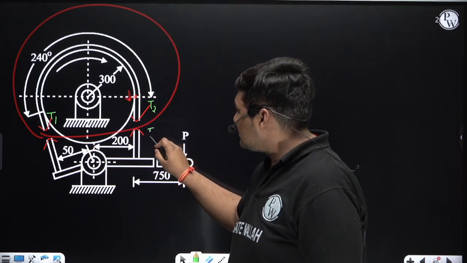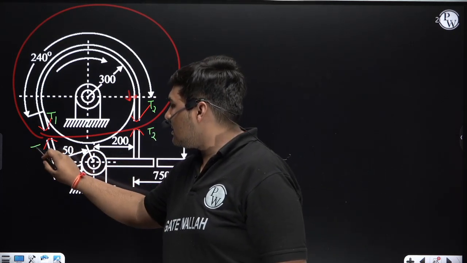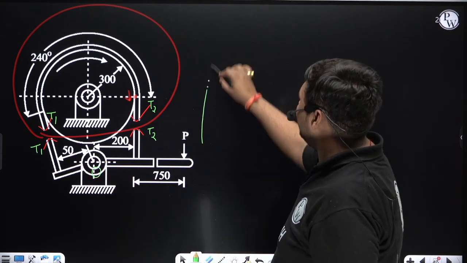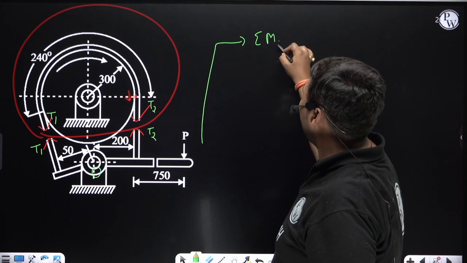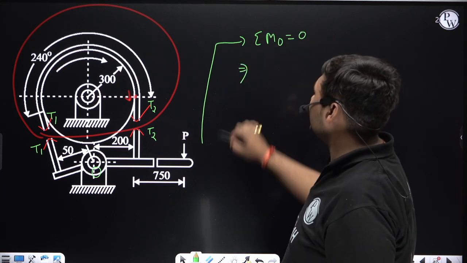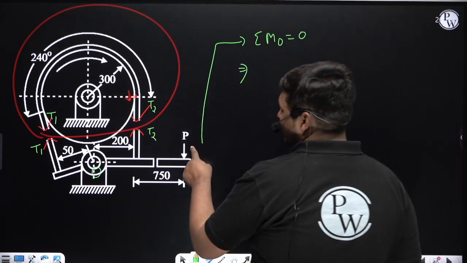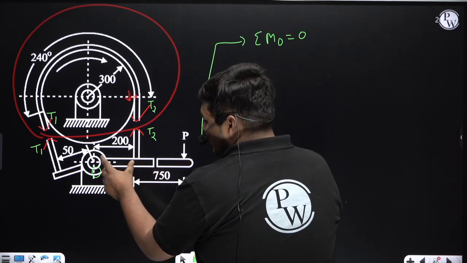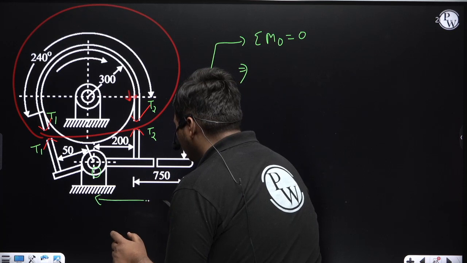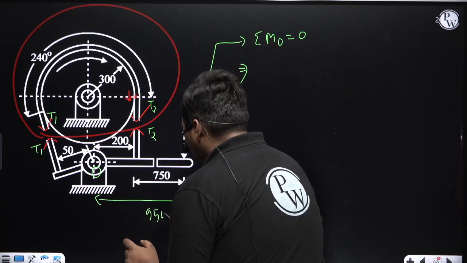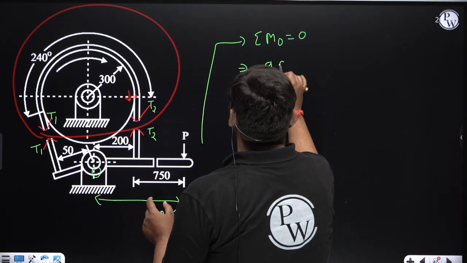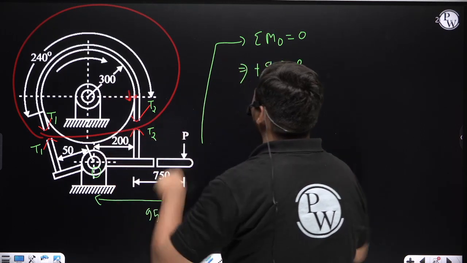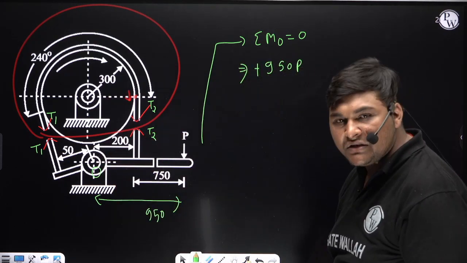Equal and opposite tension will come here. After that, in the FBD of the lever, we'll take net moment about the fulcrum equal to 0. The first moment will be that of effort P about O. See carefully, this distance is 750, this distance is 200, so this distance will be 950 mm. So the moment of effort P about O is 950 into P, and direction is clockwise. Suppose I am taking clockwise as positive, then I will take anti-clockwise as negative.